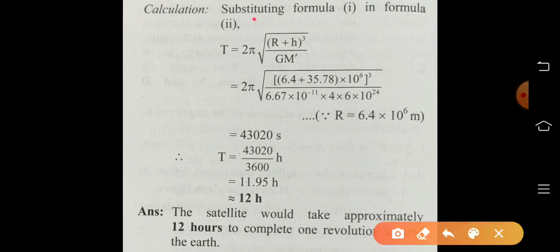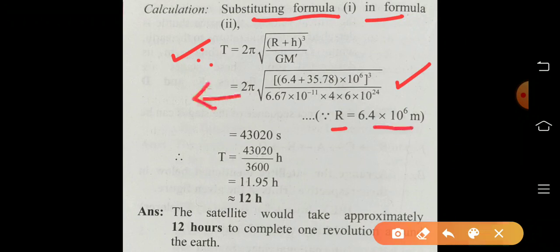Now substituting formula 1 in formula number 2, we get the modified formula. Therefore time period T equals 2 pi times the square root of (r plus h) cubed upon GM dash. After substituting, capital R means the radius of the earth, which we know is 6.4 into 10 raised to 6 meter. After calculation, you try to calculate and confirm with your basic knowledge. You get the answer 43,020 seconds. This is the time period.